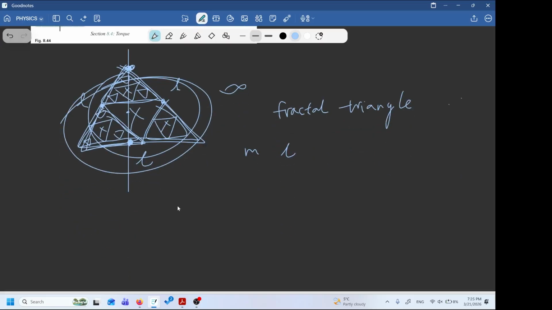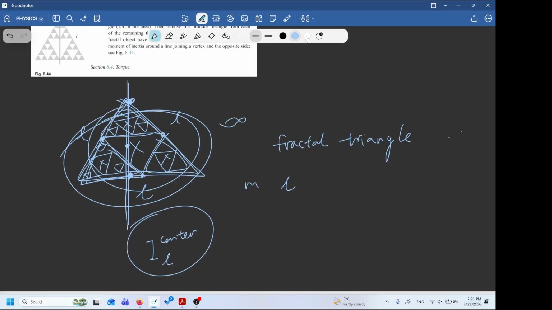So let's first define the quantity that we want to find, which is the moment of inertia of the full fractal triangle. Let's define that quantity to be I center L. So center just means that we're finding the moment of inertia around an axis that goes through its center. And then L means the outermost boundary is an equilateral triangle with side length L. So this is the moment of inertia that we're trying to find.